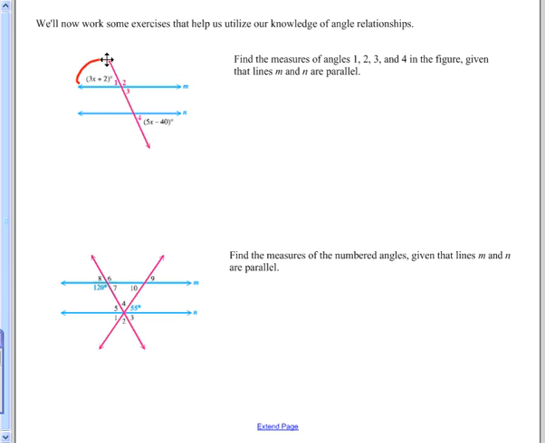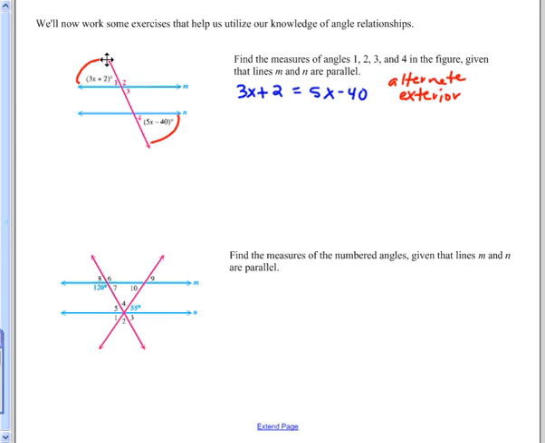Angle 1 and angle 2 both have measures associated with them, and notice that they are alternate. That is, they are on opposite sides of the transversal, and they're exterior angles. So alternate exterior angles have equal measures. Therefore, we can set 3x plus 2 degrees equal to 5x minus 40 degrees. Now I'm going to use a little bit of algebra and solve this problem for the variable x.